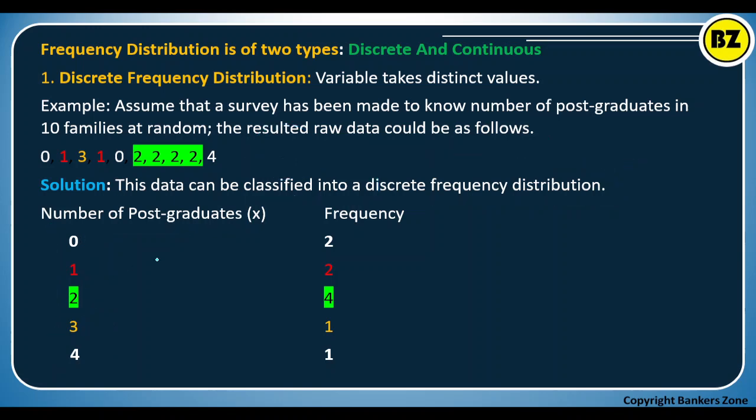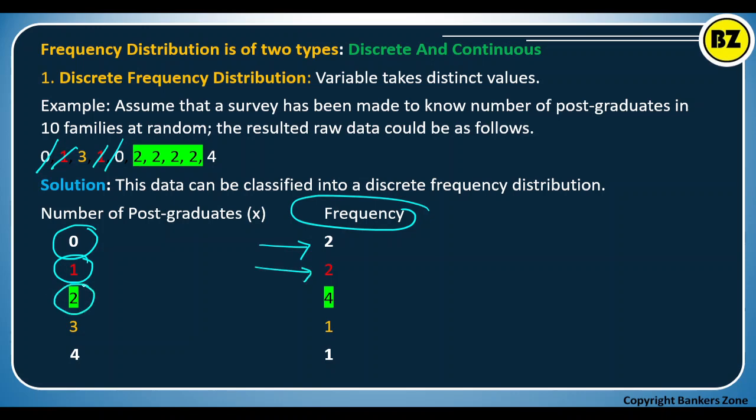Now the frequency of the occurrence of each. 0 postgraduates, how many times? 1, 2, so the frequency will be 2. 1 postgraduate in a family, how many times? 2 times. 2 postgraduates, how many times? 1, 2, 3, 4, so 4. 3 is repeated only 1 time. 4 is repeated only 1 time.